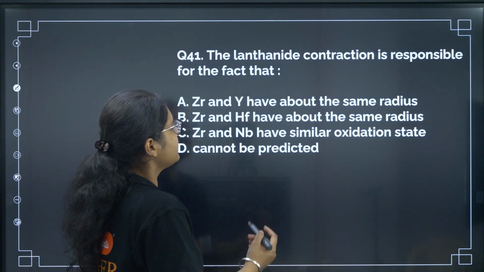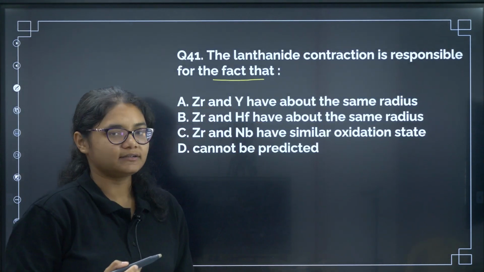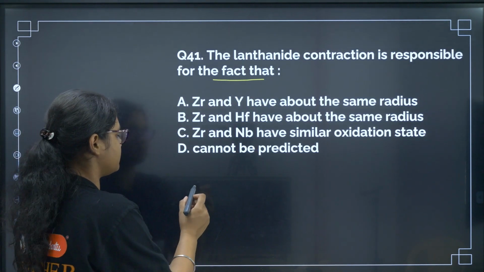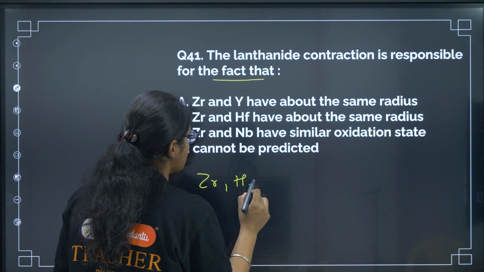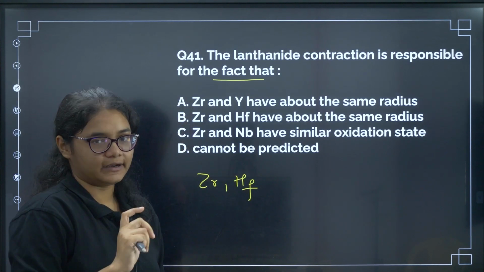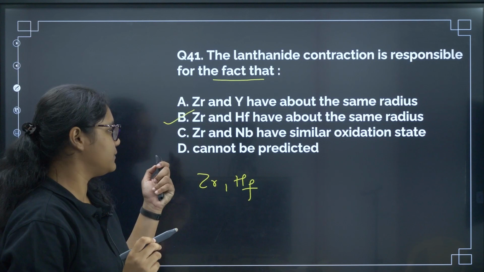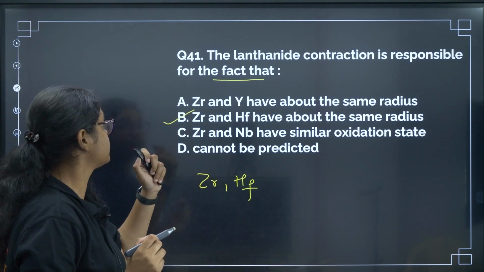Next, lanthanide contraction is responsible for the fact that, so this is very important, there are some consequences of lanthanide contraction. One of the most important is zirconium and hafnium have similar radius. So the correct answer for this question will be option number B. Okay, a direct question based on consequences.